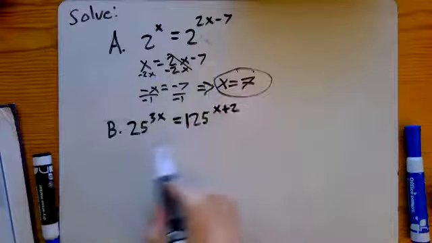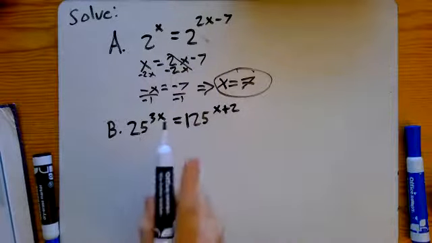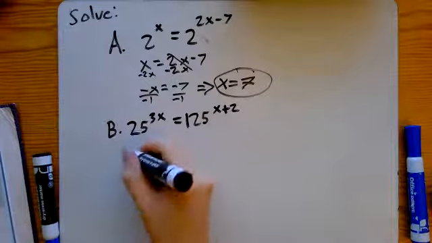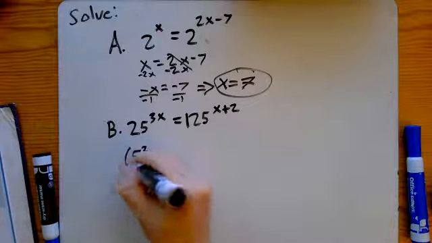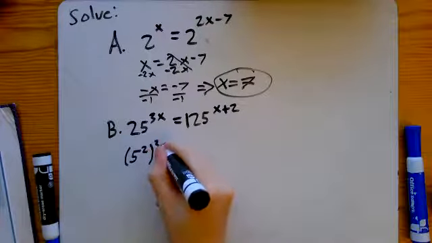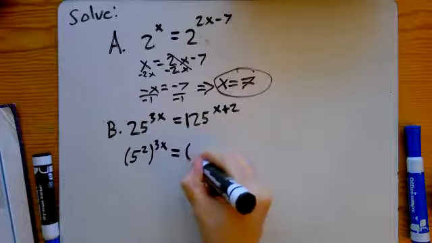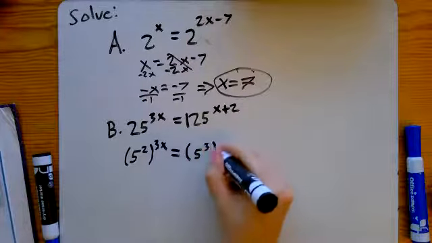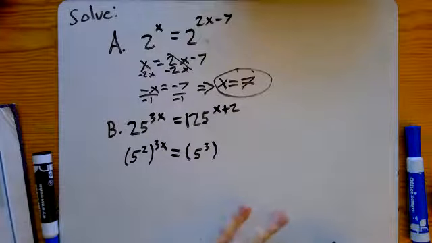Now this one's going to be a little bit more complicated. These don't have common bases, but I can rewrite them so they do. 25 is 5 squared. 125 is 5 cubed. 5 times 5 is 25. 5 25s is 125.